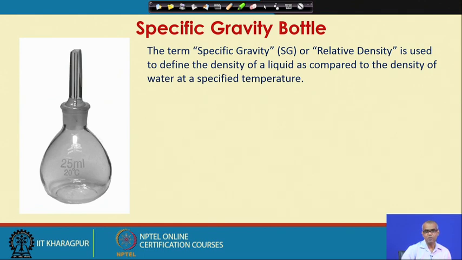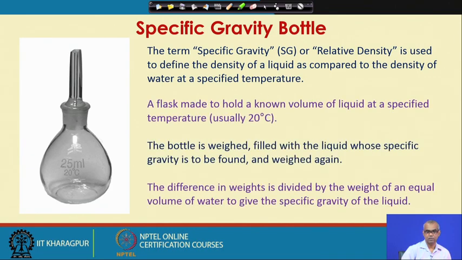You are all familiar with specific gravity bottles. You must have done this experiment during your school days. The term specific gravity or relative density is used to define the density of a liquid as compared to the density of the water at a specified temperature. A flask is made to hold a known volume of liquid at a specified temperature, usually 20 degrees Celsius.